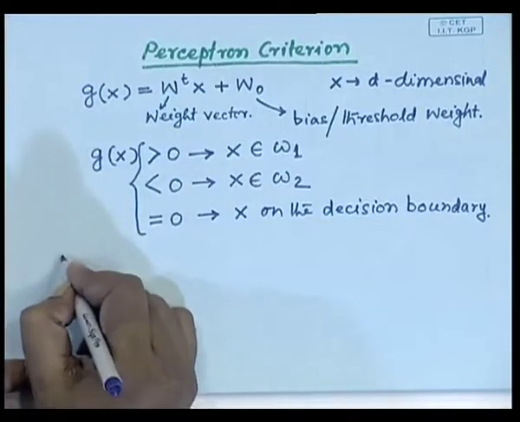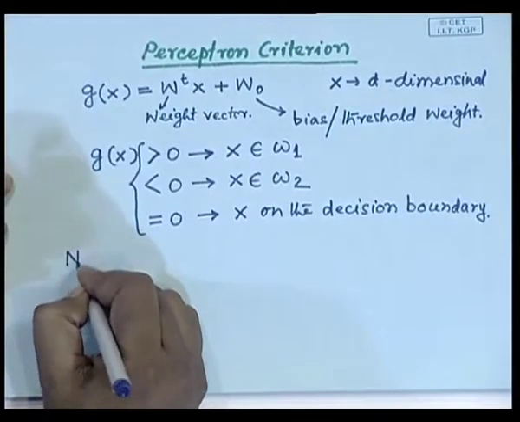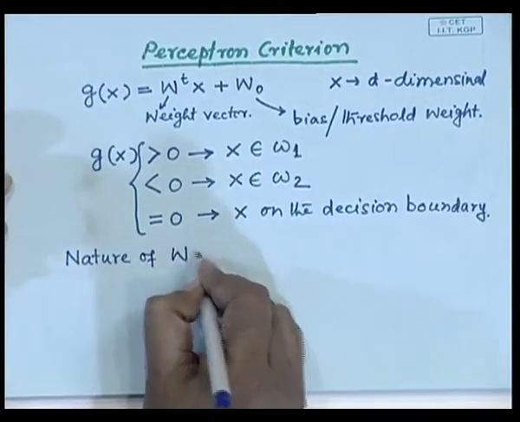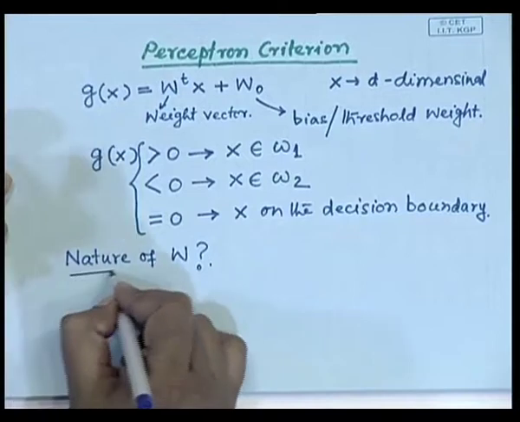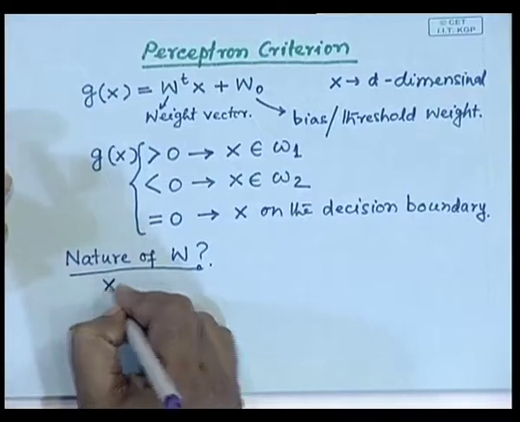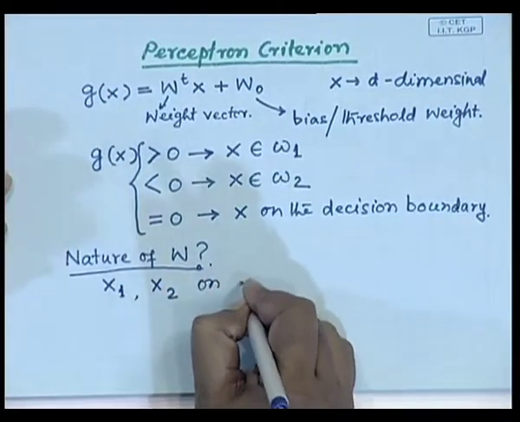Now, let us see what is the nature of this weight vector w. Okay. So, to find out the nature of the weight vector w, let us take 2 points on the decision boundary. What we are interested in is the nature of the weight vector w. So, we take 2 points x 1 and x 2 on the decision boundary.